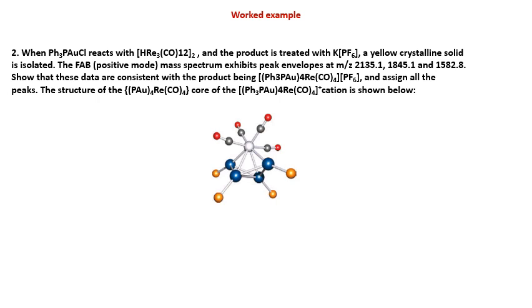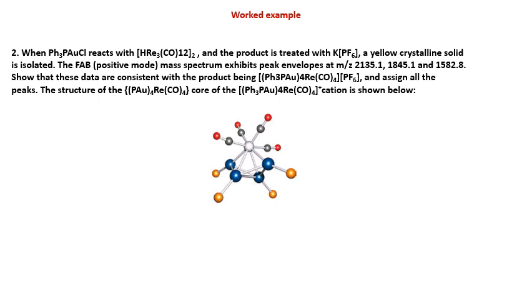These data are consistent with the product being formed, and the product is given over here. You can show that this is an ionic compound with a cationic part and its anion, and assign all the peaks. The structure of the cationic part is shown over here. You can see that this is the overall molecule. Gold, and this is actually rhenium. This white color is the rhenium, which is connected to 4 carbonyls. This CO oxygen is red in color, and this carbon is shown in the ash color.